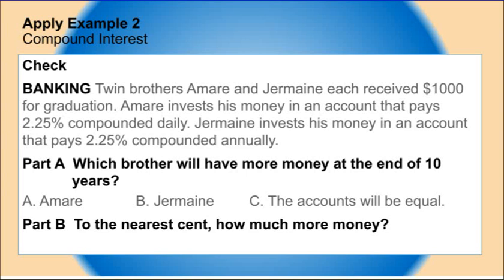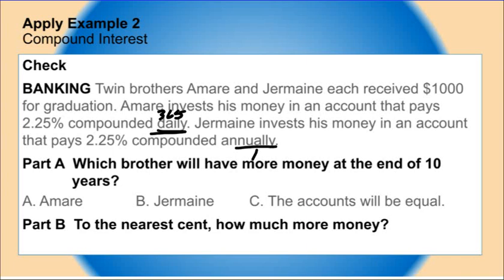Next, two brothers, Amari and Jermaine, each receive $1,000 for graduation. Amari invests his money in an account that pays 2.25% compounded daily. That's a key word there. Jermaine invests his money in an account that pays 2.25% compounded annually. So this is one time a year. This is 365 days a year. Which brother will have more money at the end of 10 years?